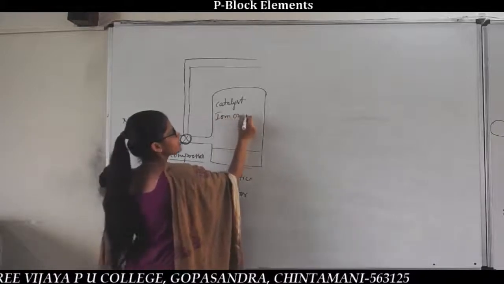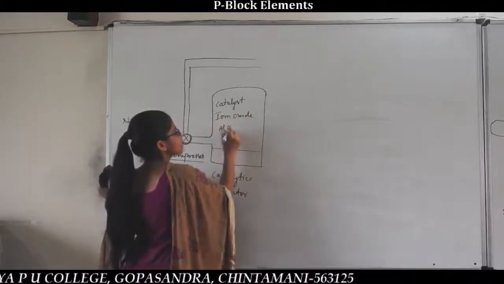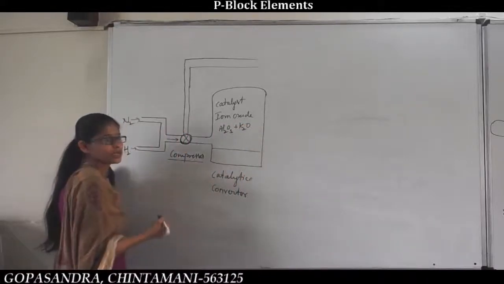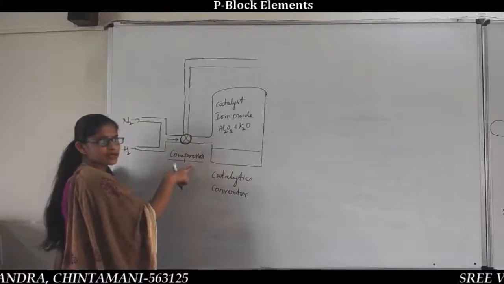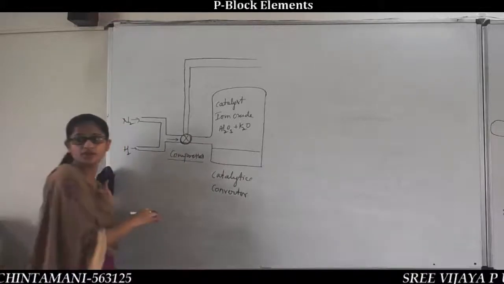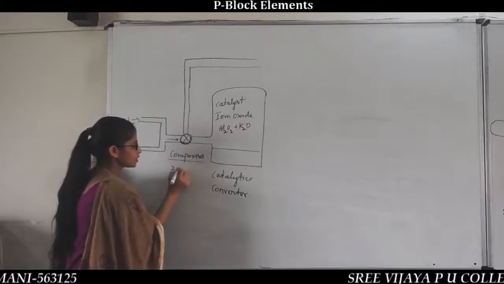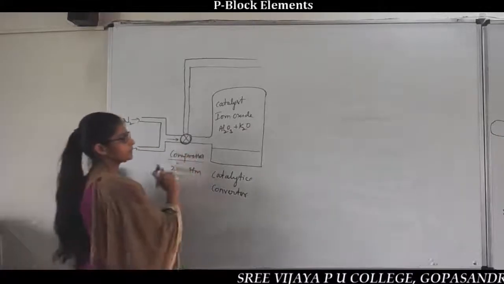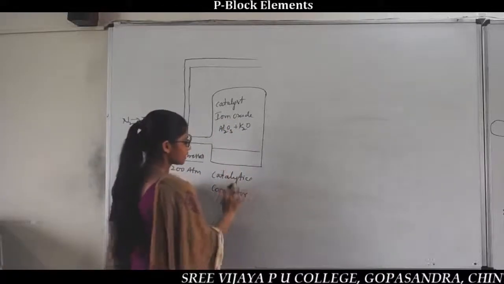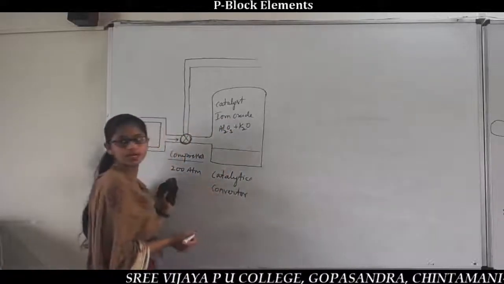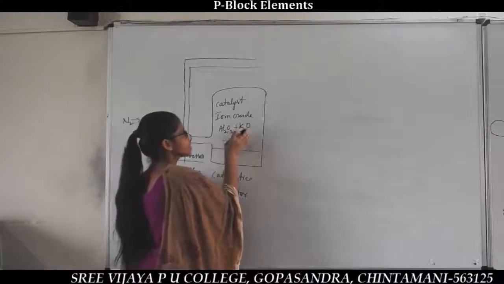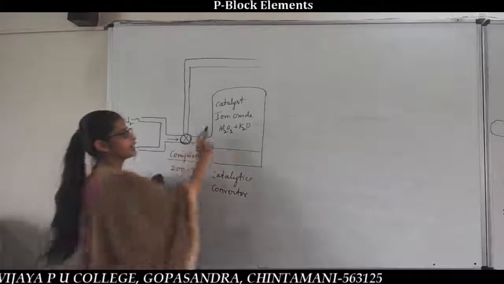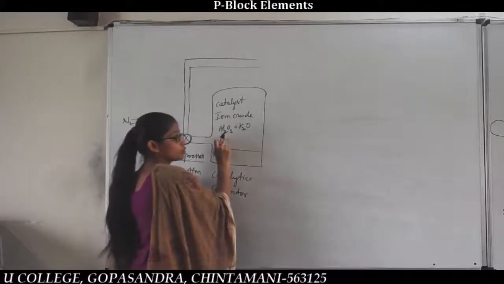Iron oxide, aluminum trioxide. Okay, so the reaction takes place at a certain temperature. The compressor compresses, so we have to use pressure. High pressure is equal to 200 atmospheres. Then again it goes to the catalytic converter. The catalytic converter consists of finely powdered iron oxide. Along with the finely divided iron oxide we have to use a promoter here.